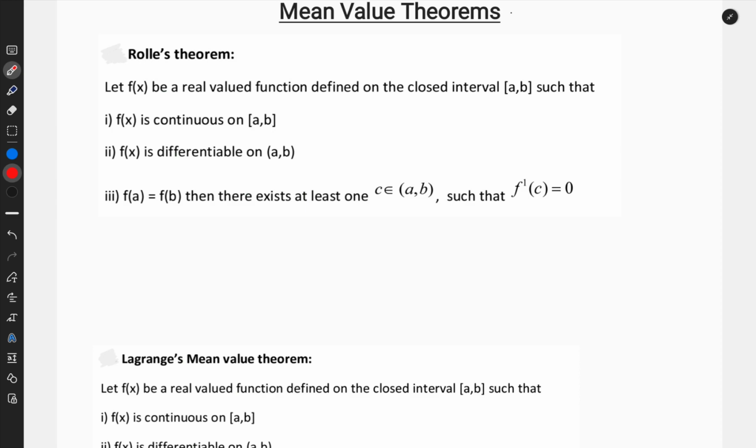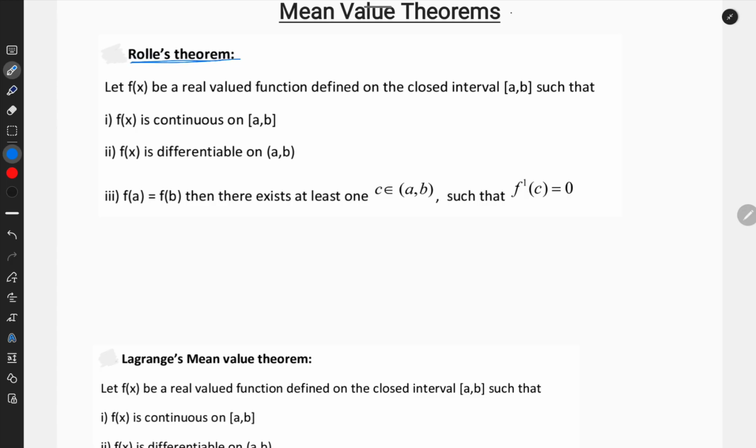So in this video, let us learn the mean value theorems right from the basics till advanced previous PYQs in JEE Advanced. Let us learn theorems one by one, what is the meaning of each, and let's see the applications also. First, Rolle's theorem.